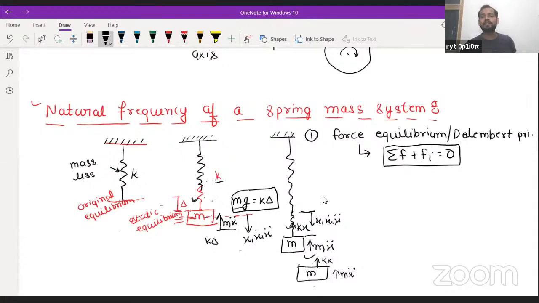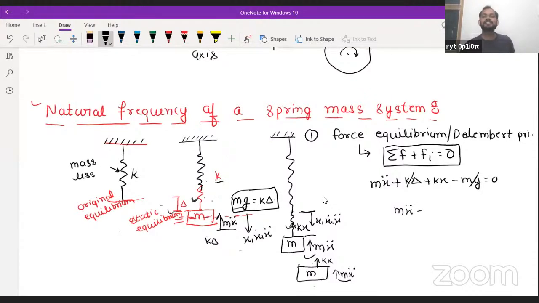For example, I am considering here m x double dot. As per the force equilibrium, by introducing one inertia force, we bring the system into equilibrium. So m x double dot is acting in upward direction, k delta is acting in upward direction, k x is acting in upward direction, and m g is acting in downward direction, and the sum is equal to 0. As we know, during equilibrium, m g is equal to k delta. So these two will cancel out, and what will you get?